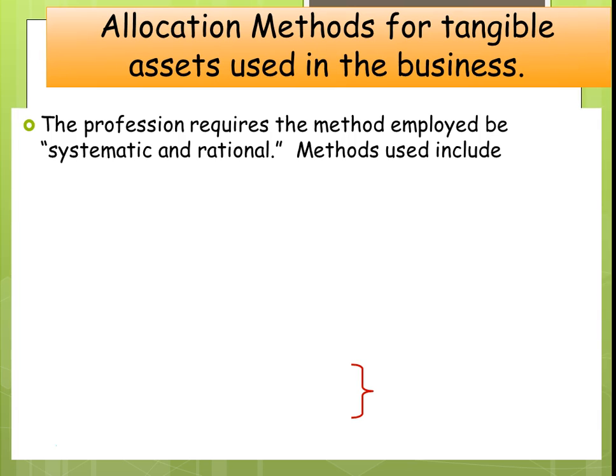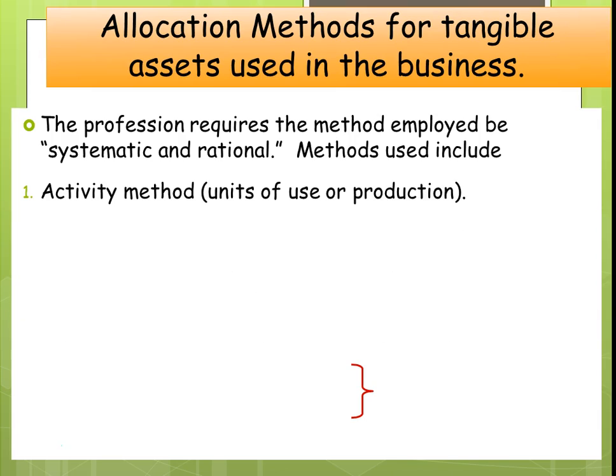Allocating methods. Methods we use for depreciation. The key is it has to be systematic and rational. So we have the activity method, always used whenever something is based on units. An example might be if you buy a car, it might be mileage, if that's the best case, particularly if it's used for sales. The other might be a piece of equipment where you're producing units, and it might depend on the units or the hours.